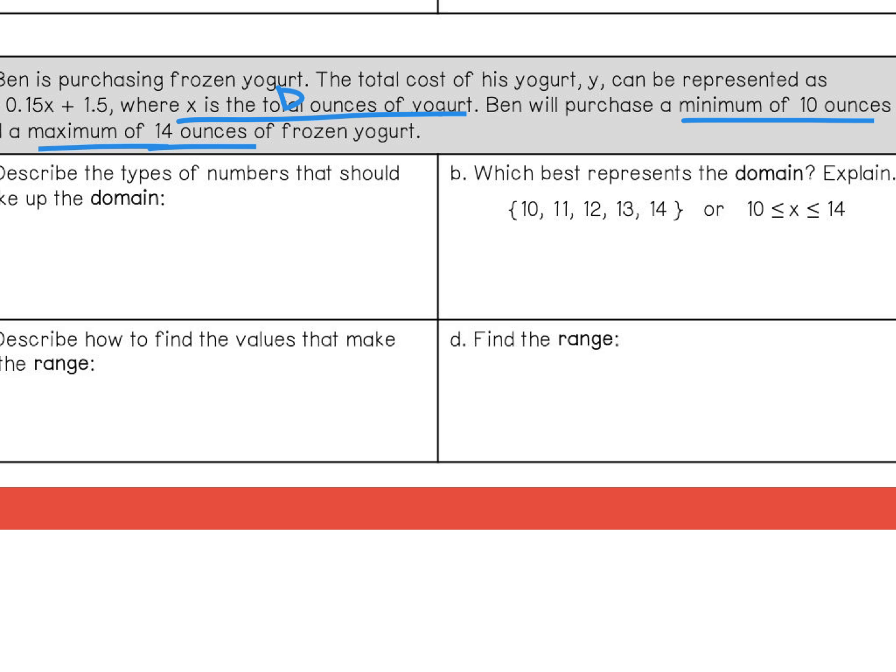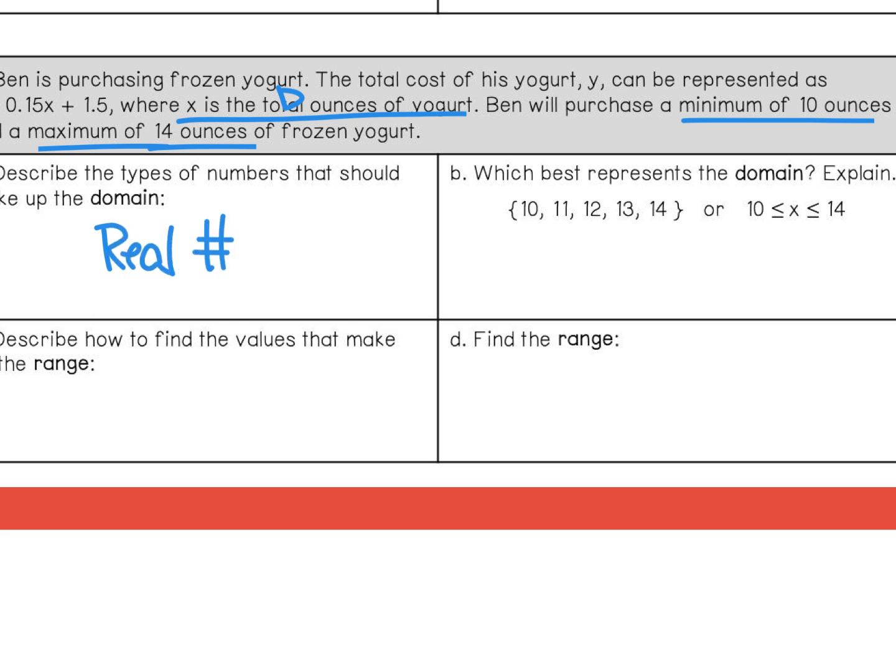I want you to think about if you went to Orange Leaf and you put frozen yogurt in your bowl with all of your toppings, they weigh it, yes? When you weigh your bowl, is it always just a whole number? No, it's usually a decimal. Could we get half an ounce of yogurt? Yes. Could we get 5 3/4 ounces of yogurt? Yes. So these are going to be real numbers.